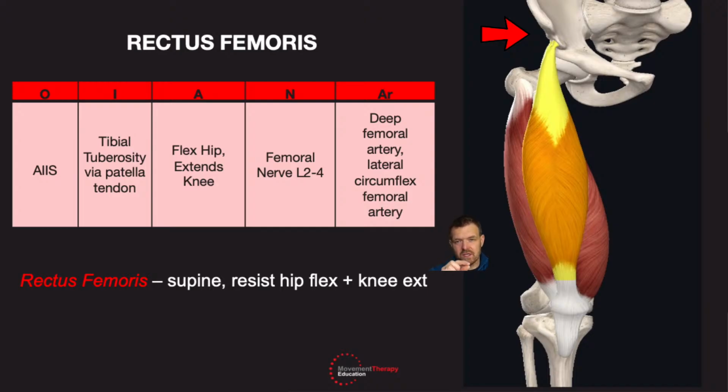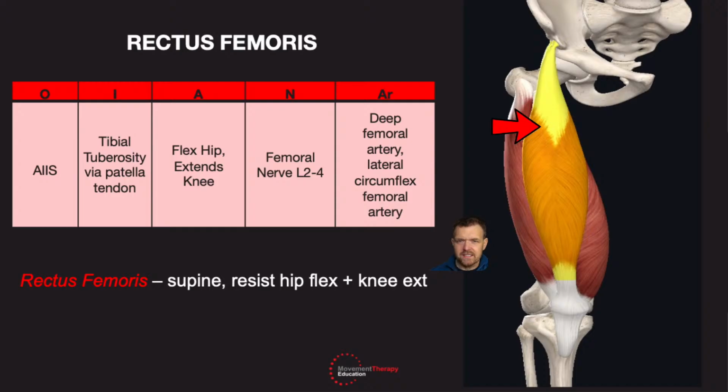The ASIS is the anterior superior iliac spine, which is this area here. So it's the front high bit of the iliac spine. The AIIS is the anterior inferior iliac spine. So it's at the front, but it's the one below. And that is where your rectus femoris attaches.